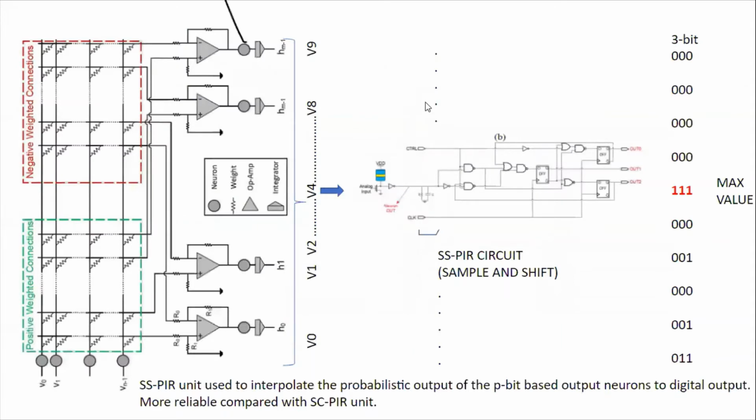This is a SSPIR circuit. It is used to manipulate the probabilistic output of the p-bit based output neurons to digital output. It is more reliable compared with the SCPIR unit.